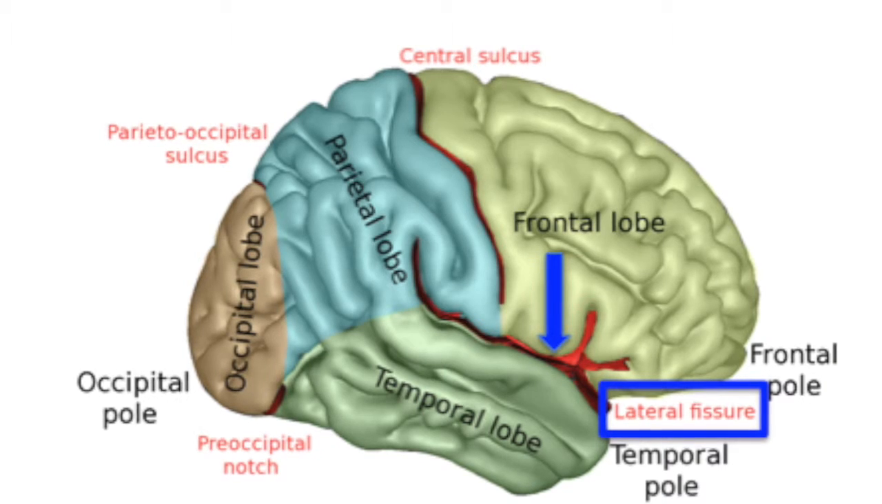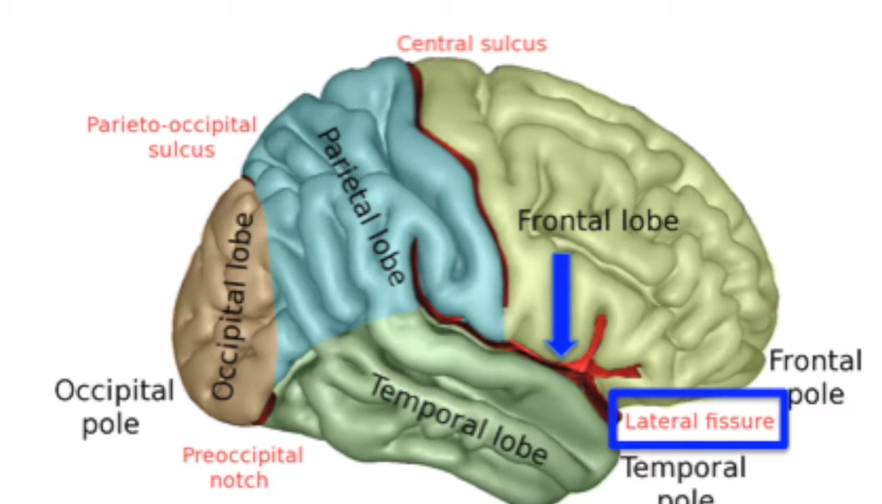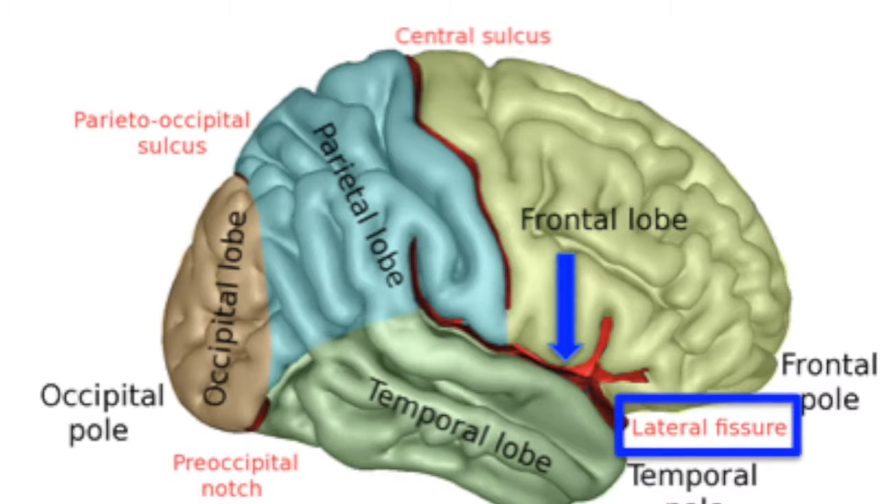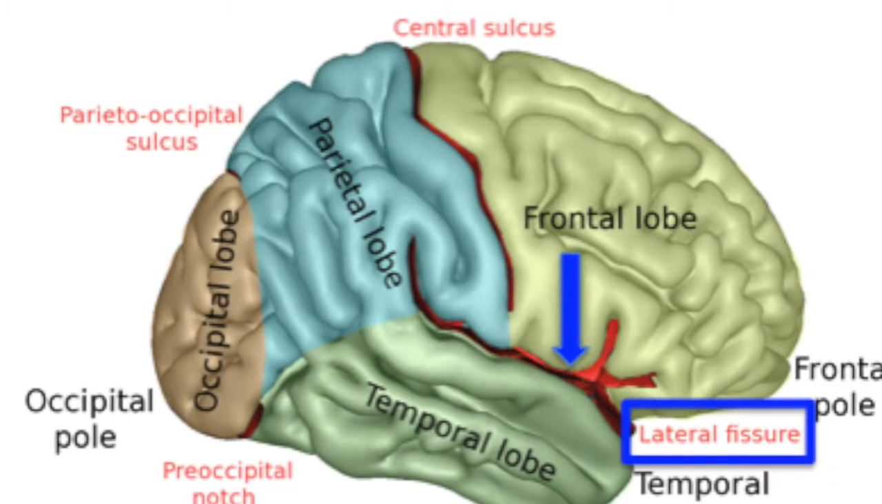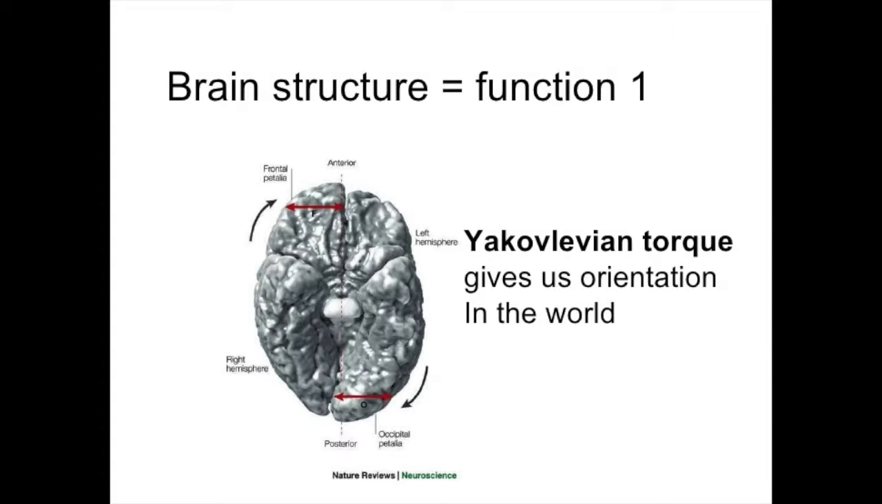The lateral sulcus divides both the frontal and the parietal lobe. It is located in both hemispheres of the brain, but is longer and less curved in the left hemisphere for most people, due to a phenomenon called Yakovlevian torque. Out of the three sulci, it is the earliest developing one.